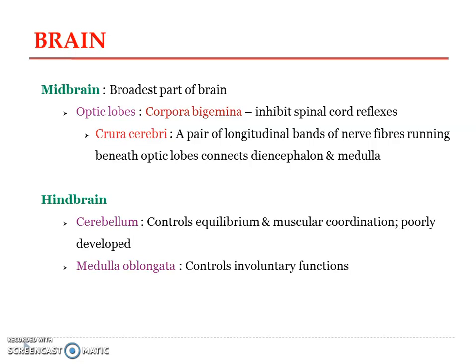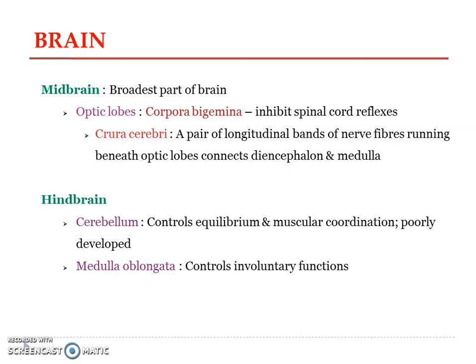Below the optic lobes are present two thick longitudinal bands called crura cerebri. So the crura cerebri are a pair of longitudinal bands of nerve fibers that run beneath the optic lobes and connect the diencephalon with the medulla oblongata, or we can say the forebrain with the hindbrain.